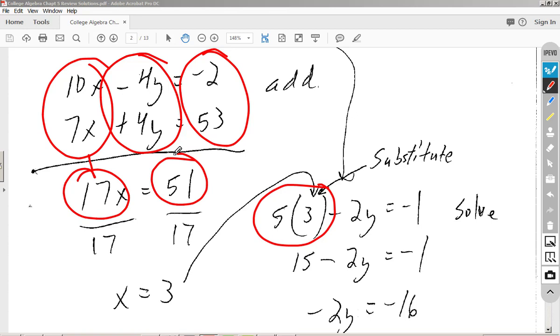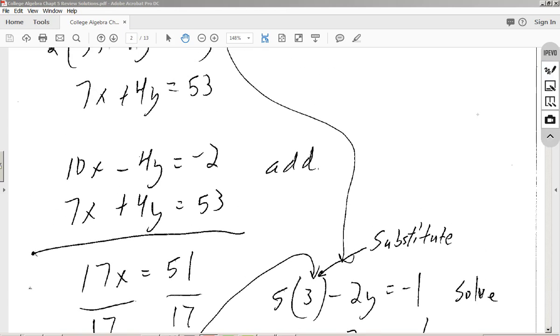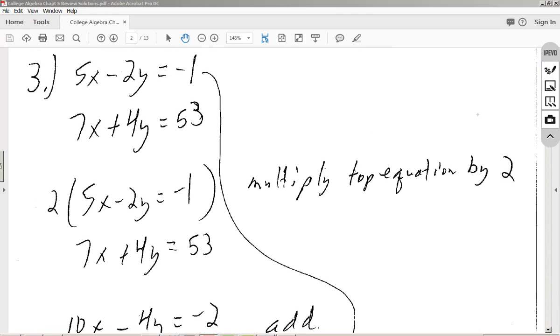I go and divide both sides by 17. And that gives me my x value of 3. So now that I know that my x value is equal to 3, I'm going to substitute that into my first equation, 5x minus 2y equals negative 1. So if we scroll back up here and take a look at our first equation right here.